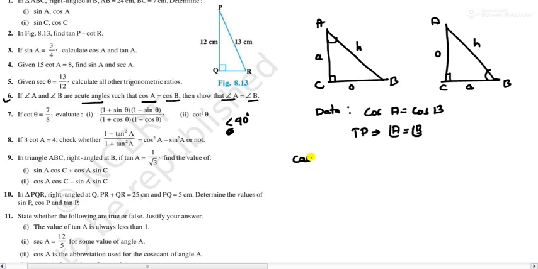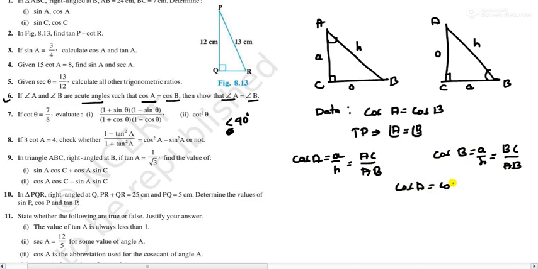So what is cos A? Cos A is A by H. So in this, A is AC and H is what? Yes, AB. Okay, now in this let me find cos B. What is that? A by H. So in this figure, A is BC and H is AB. Now both of them are equal. Since cos A they have given is equal to cos B, I will write this as AC by AB, which is equal to BC by AB.